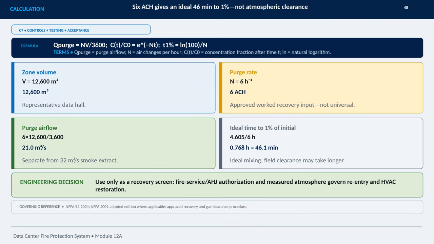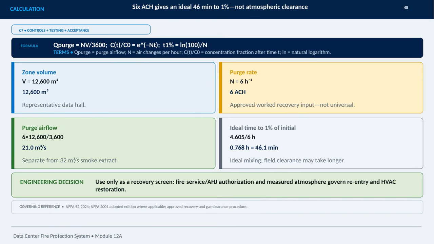That figure is separate from the 32 cubic meters per second smoke extract rate, so the two should not be treated as interchangeable. The concentration model assumes ideal, well-mixed conditions. C over C0 equals e to the negative nt. Solving for 1% of the initial concentration gives t equals the natural logarithm of 100 divided by n, or 4.605 divided by 6 per hour. The result is about 0.768 hours, or 46.1 minutes.